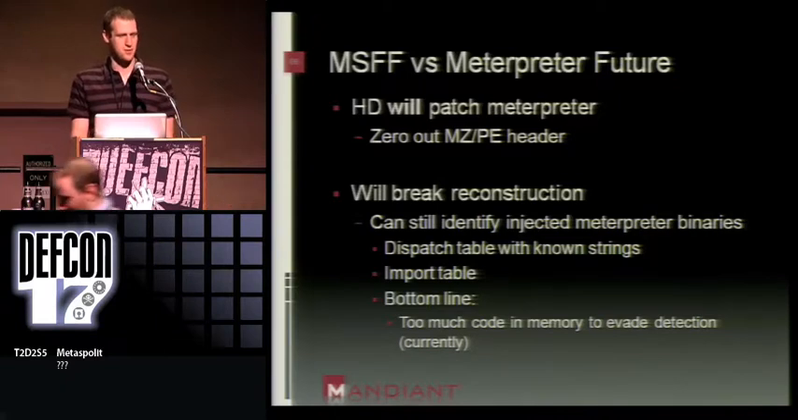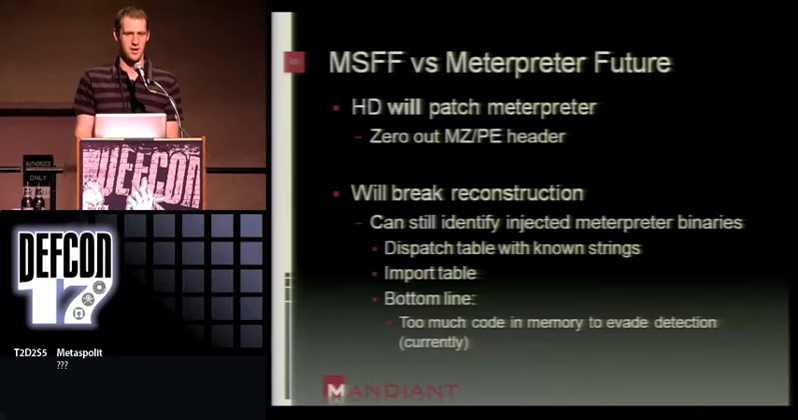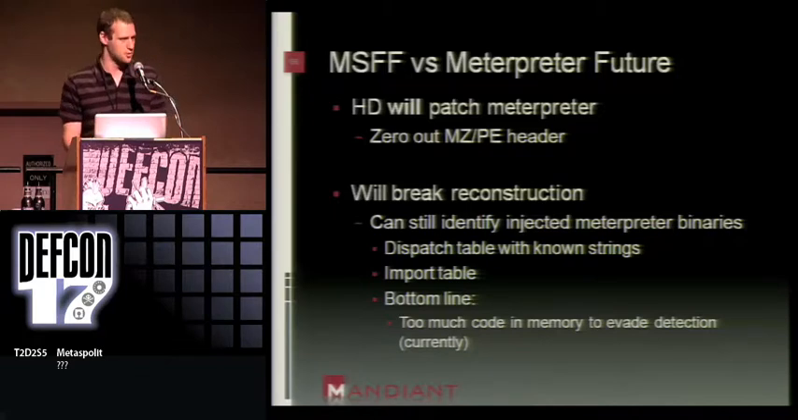Bottom line is, at this point, Meterpreter has too much code in memory to be stealthy for memory analysis. It's going to be very stealthy over the wire. It's going to be very stealthy on the system for disk forensics. Using memory analysis right now, we feel pretty confident. Notice I put currently in there. Please note that. Someone's going to come up with some good idea and break us really bad, I have a feeling. But currently, I feel comfortable saying that. So here we are.